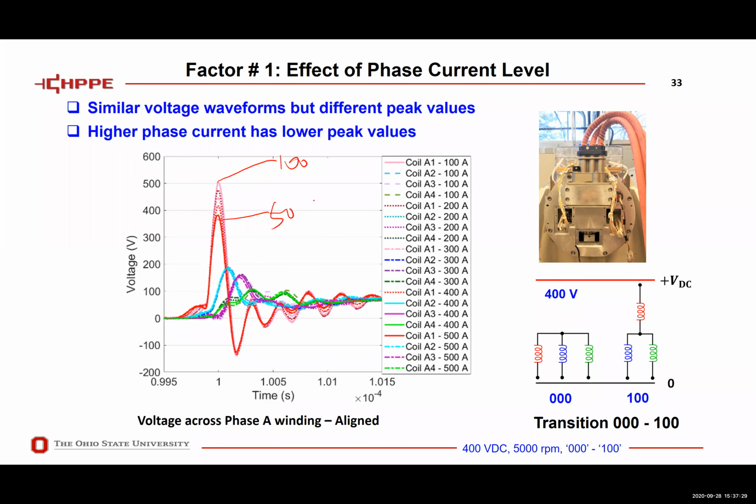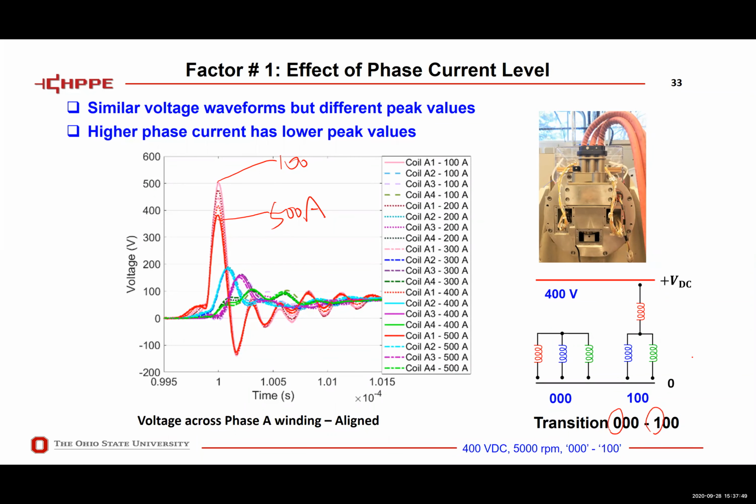And so actually when you have higher currents in your windings, your voltage stress across the coils will reduce. And this is also for the case when phase A switches from 0 to 1.